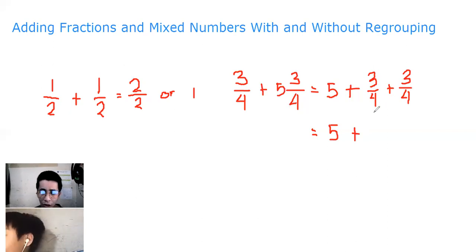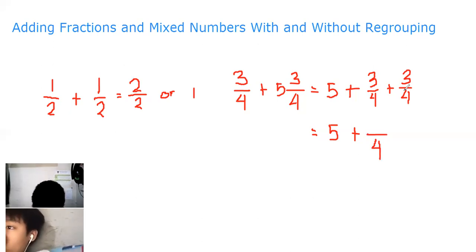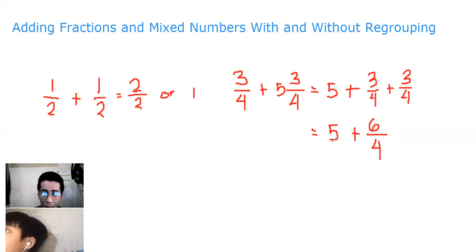Ano napansin mo sa denominator nila? Parehas silang 4. Okay? Dahil parehas 4 ang denominator nila, kakopy na natin si 4. Then, anong gagawin natin kay numerator? We have 3 over 4 plus 3 over 4. Ang numerator nila, ipag-plus natin. We have 3 plus 3. So, what will be our numerator? Three plus 3, that is 6. Diba? 6. So, meron na tayong 5 plus 6 over 4.